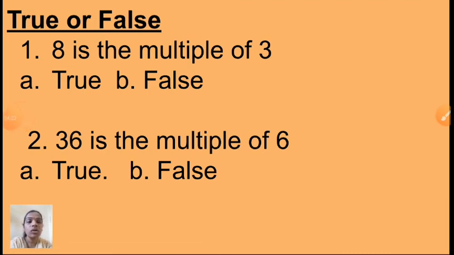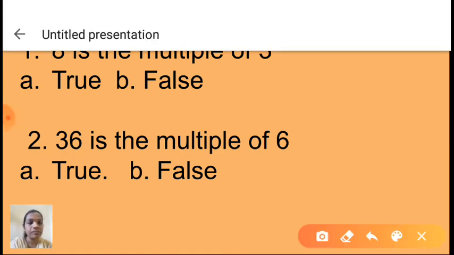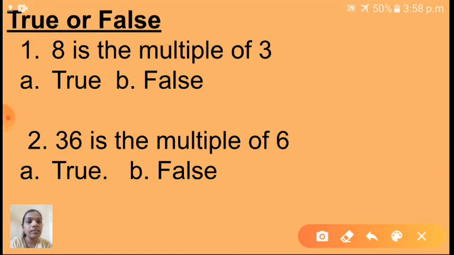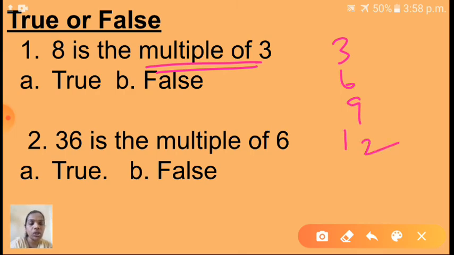So children, some true or false questions I have also given here. See, first one is 8 is a multiple of 3. Yes, 8 is a multiple of 3 means what will come? 3, 6, 9, 12, like this will come. Isn't it, children? But here your question is 8 is a multiple of 3. Isn't it? No. 8 is not a multiple of 3. So your answer is what? False will come.